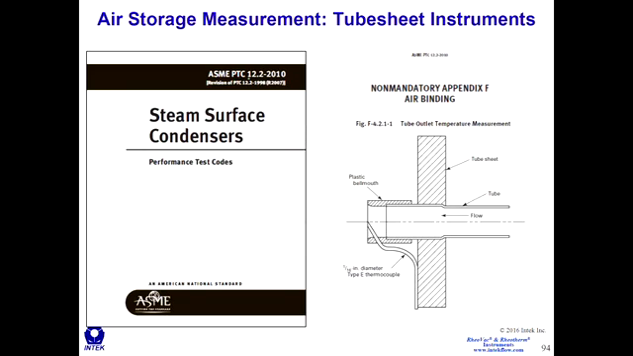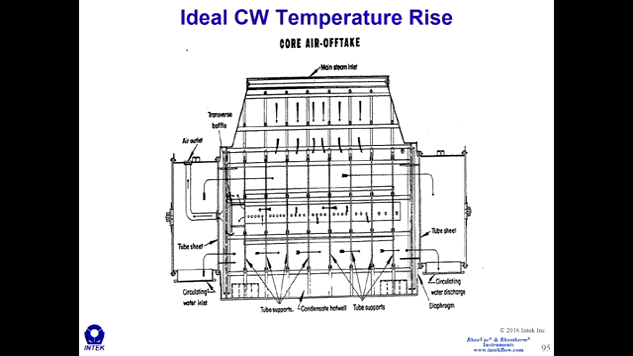So again, here's ASME PTC 12.2. Here's the figure that they recommend for measuring outlet temperatures on condenser tubes. And let's take a look at this. So here's a condenser, the ideal condenser you would expect. Here's the inlet water box over here. Here's the outlet water box over here.